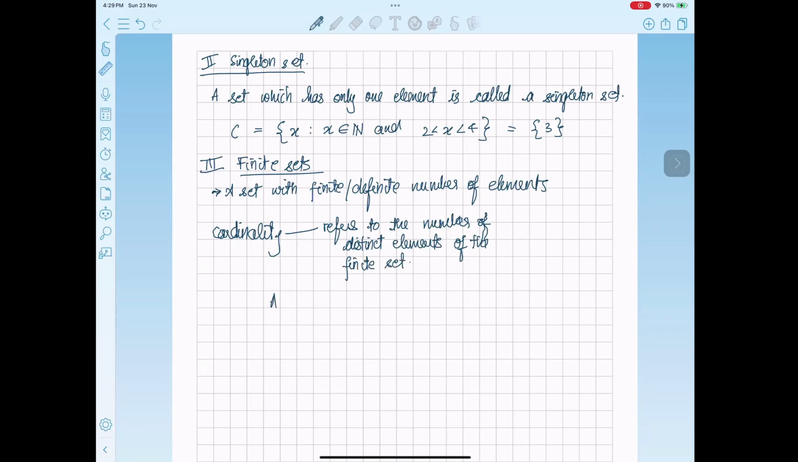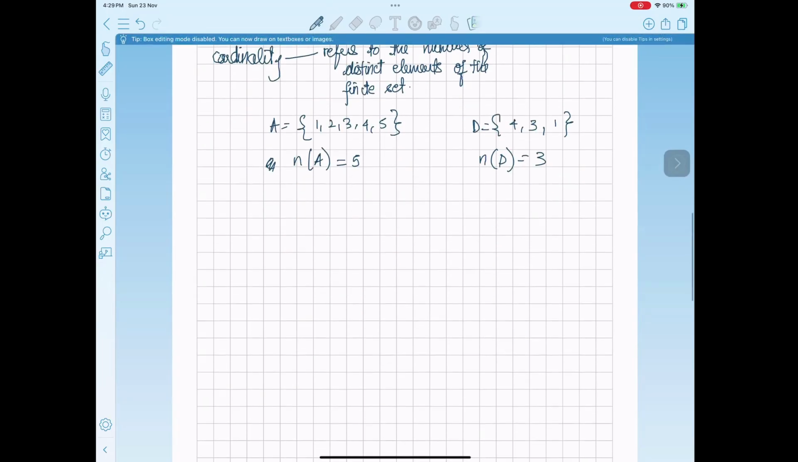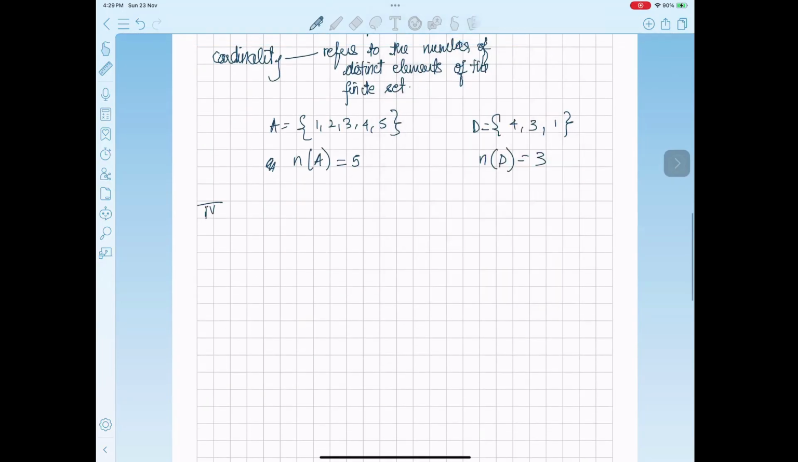So for instance, if you have a set defined like this, set A, which is 1, 2, 3, 4, 5, the cardinality of this set, often denoted n(A), is essentially 5, because there are only 5 objects within this, right? Another example is, say, a set D defined by 4, 3, 1. The cardinality of this set is 3, because there are only 3 elements within the set, right?